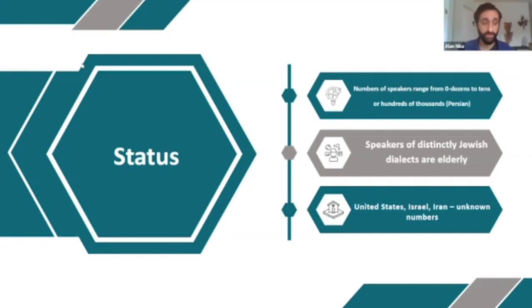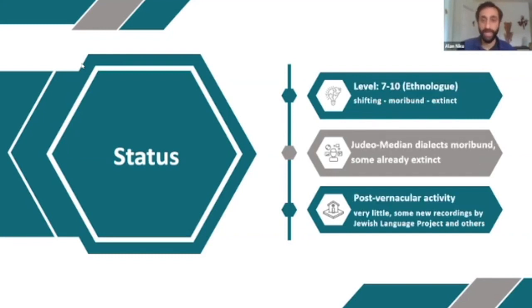There are places in Israel, there are some shuks that you can go to, and every store owner is from Esfahan. And if you get them going, they'll all start speaking Esfahani to each other. But again, their kids don't speak it. So these are on their way out.